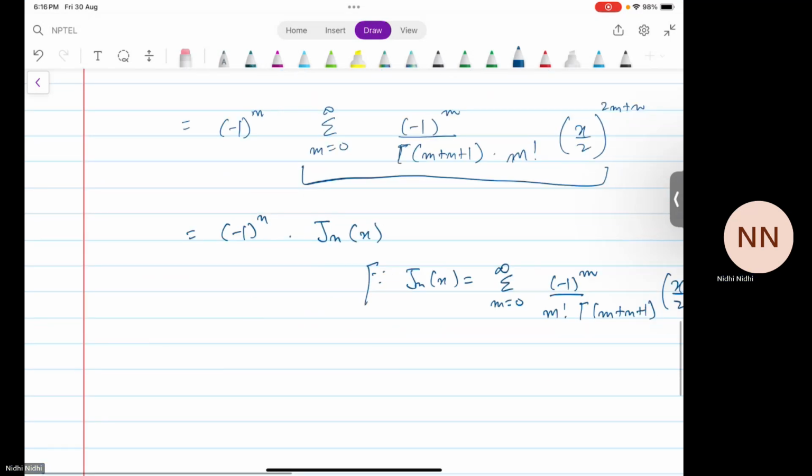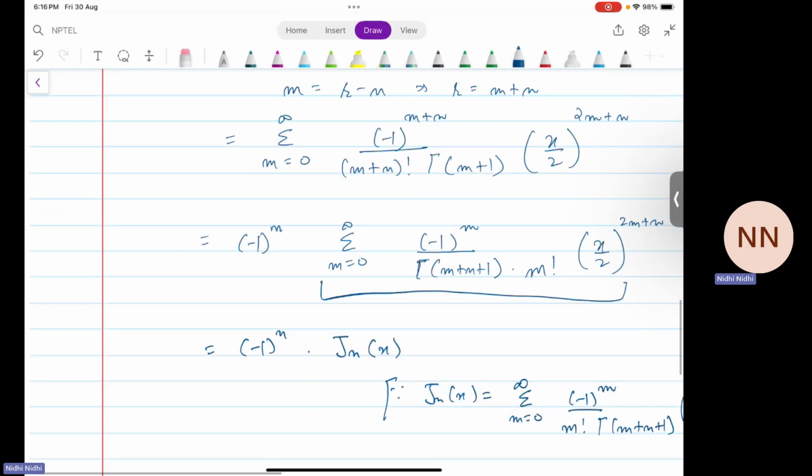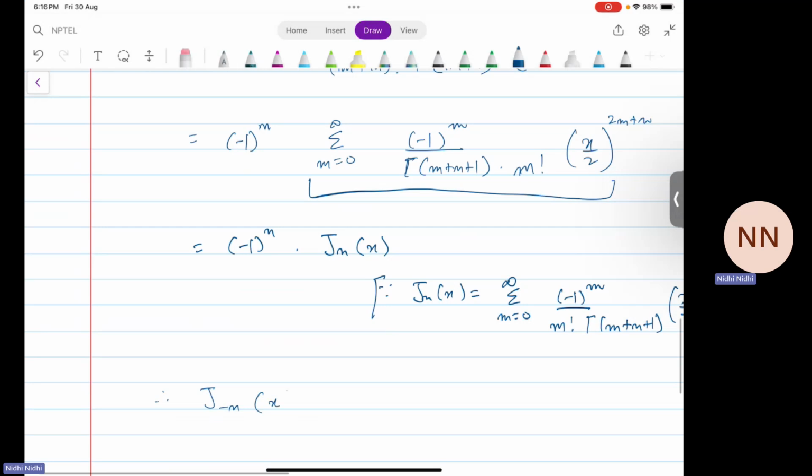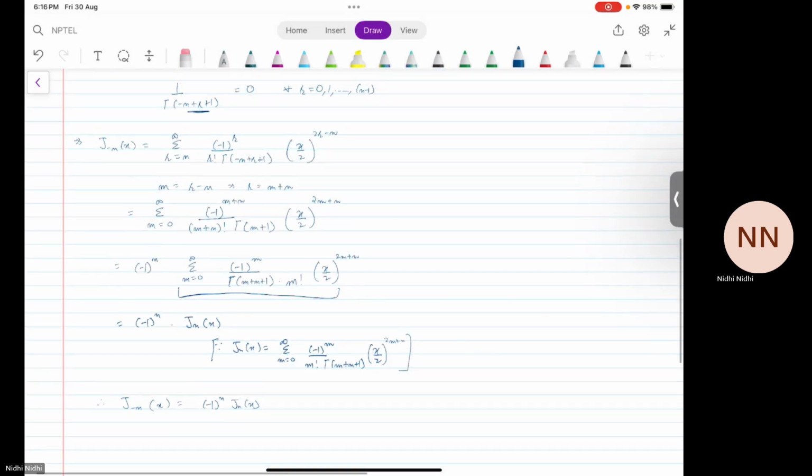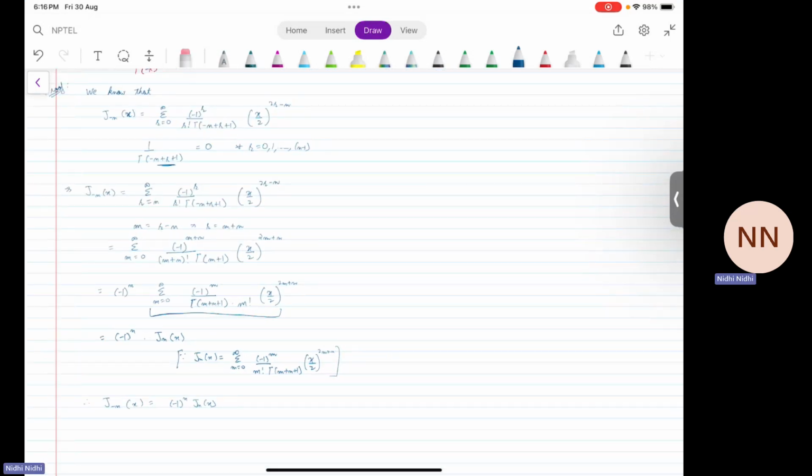Therefore, we get J minus n, because we started with J minus n(x), is equal to minus 1 to the power n Jn(x). I hope the solution was fine with everyone. Just go through it again, and if you have any doubt, please let me know.